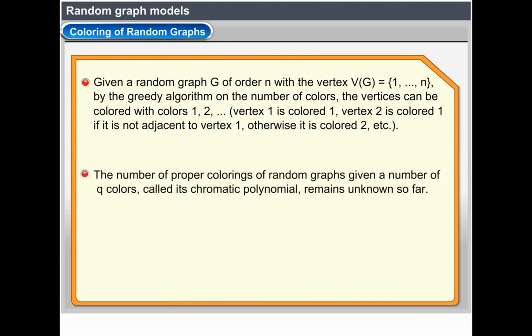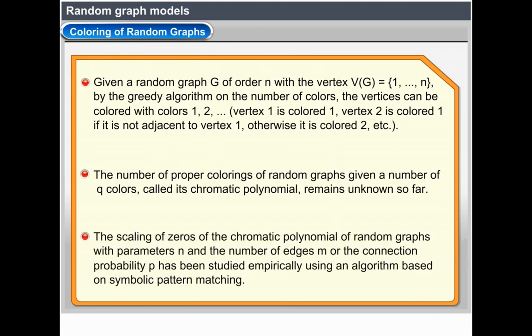The number of proper colorings of random graphs. Given a number of q colors, the chromatic polynomial remains unknown so far. The scaling of zeros of the chromatic polynomial of random graphs with parameters n and the number of edges m, or the connection probability p, has been studied empirically using an algorithm based on symbolic pattern matching.